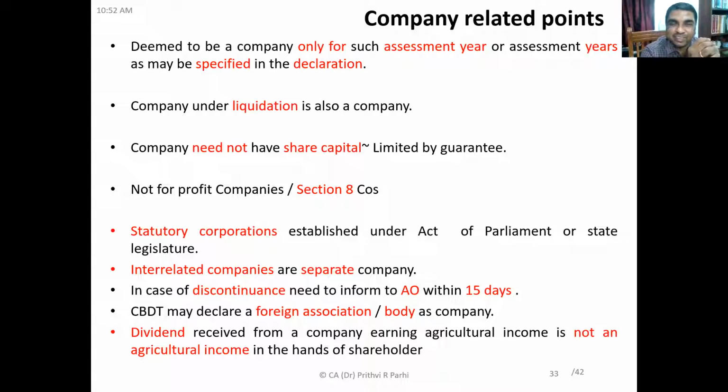And one more, maybe not related to the residential status, but still we need to remember: dividend received from a company earning agricultural income is not agricultural income. That is dividend income. Let us say a company is earning agricultural income and it gives you dividend in the hands of the investor, that will not be considered as agricultural income. That means it may be taxed under other sources or PGBP, but it's not agricultural income.